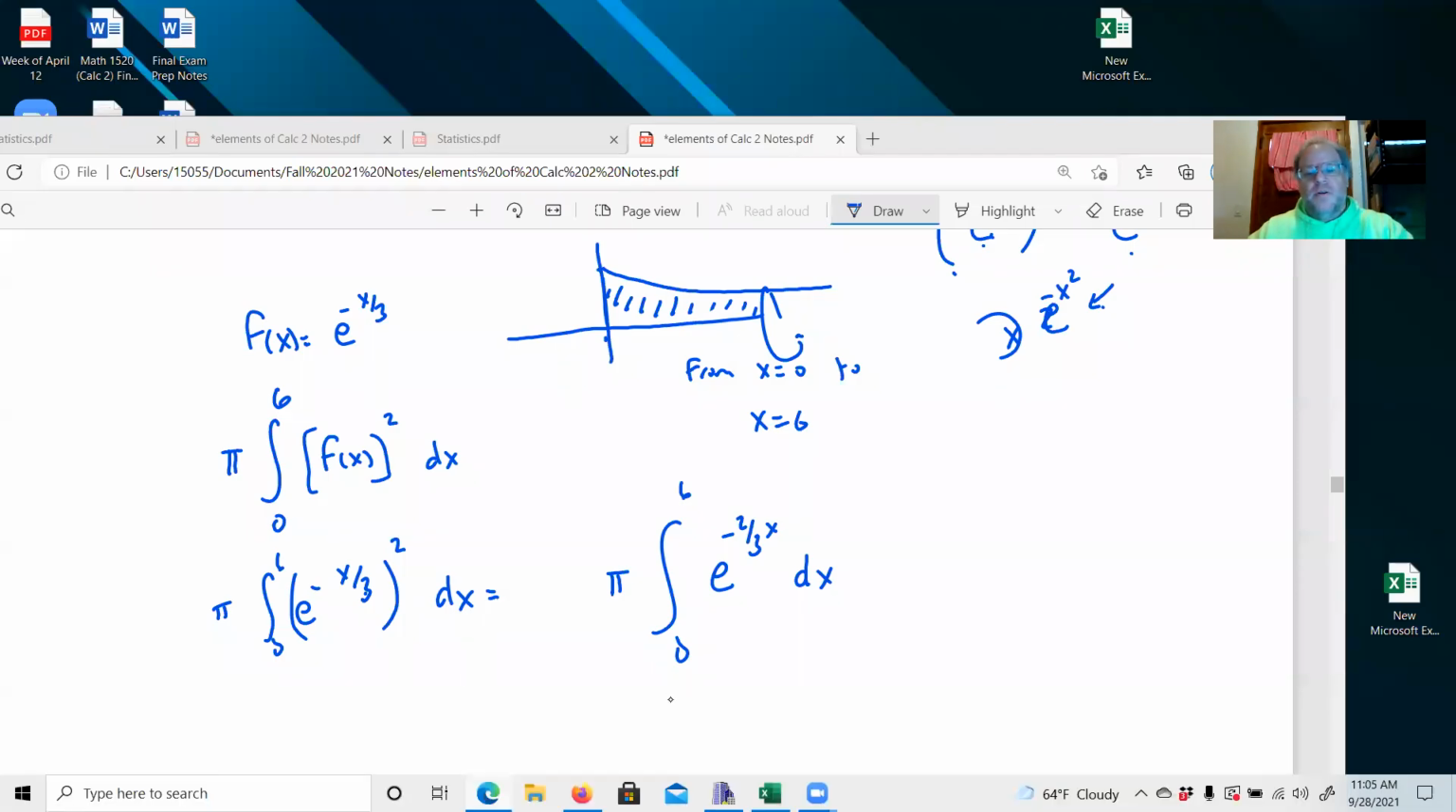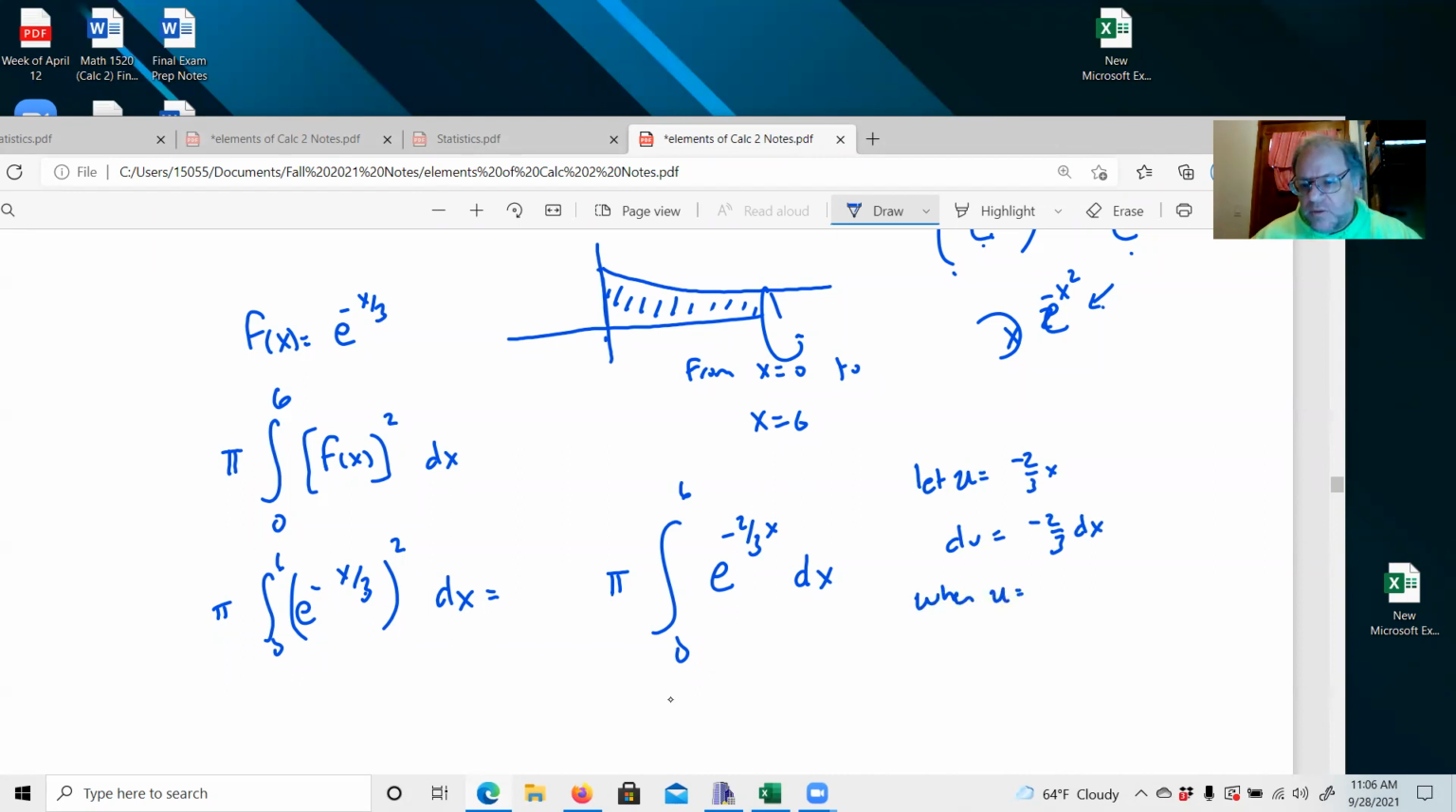All right, so that's our setup. Now, do you need a new substitution for this? Not really, but let's go ahead and use it. We'll say let u equal negative 2/3 x, right? This will be a quiz, and it might be a little intimidating.